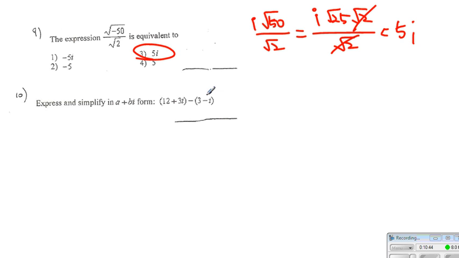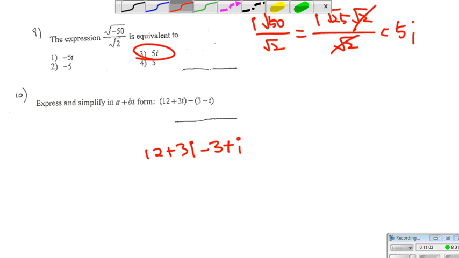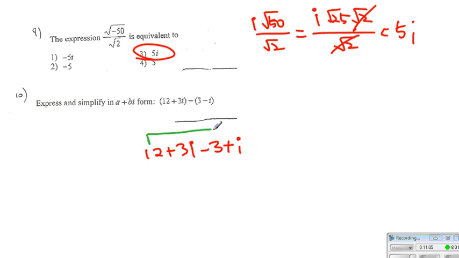Now here we have to simplify. If you rewrite this one, we will have 12 plus 3i. We don't have any problems with that so far. But this negative sign has to be distributed in a way that 3 minus i becomes negative 3 plus i. And obviously we can combine these two terms and then those two. So we end up getting 9, because 12 minus 3, and 3i plus i becomes 4i, so we're going to have 9 plus 4i. Alright, so there it goes.